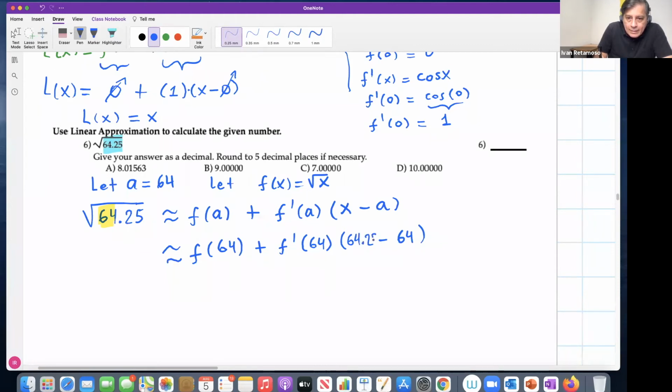This is gonna help you. Okay, now let's get it done, right? What is this? This is just the square root of 64, right? The square root of 64, but that's 8, right? That is 8. Square root of 64, 8.